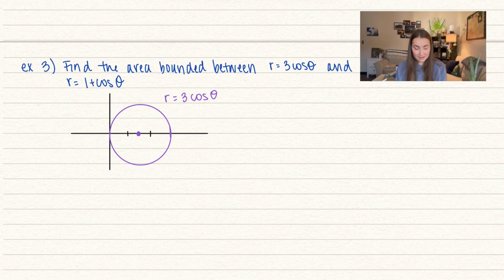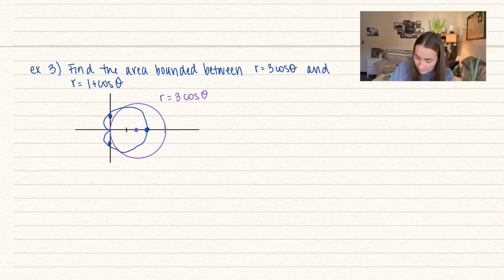I go along the x-axis, and then the circle has the diameter starting at 0 all the way down to 3. And then we want to go ahead and graph the same cardioid, right? So I know I'm going to be right there, and then I'm going to go out to 2, and my cardioid will kind of look like this. Good enough. So we want to find the area bounded between these two regions, and it's just going to be the area that they share, which I highlighted in pink.